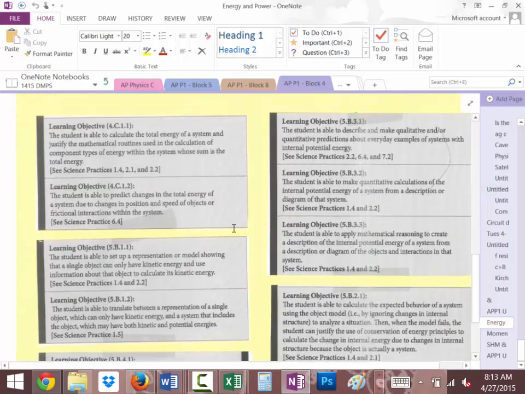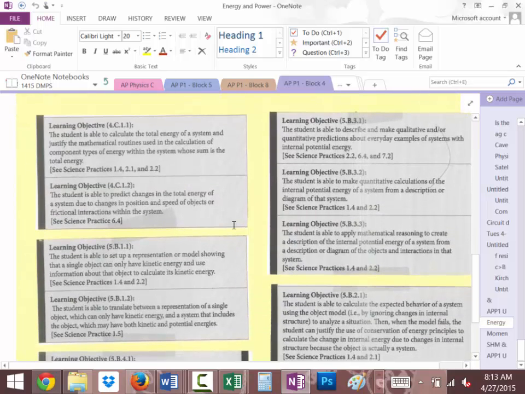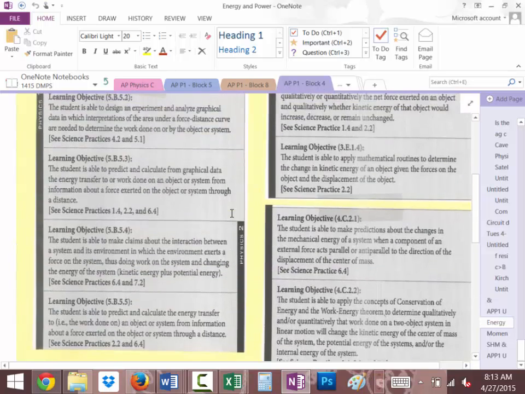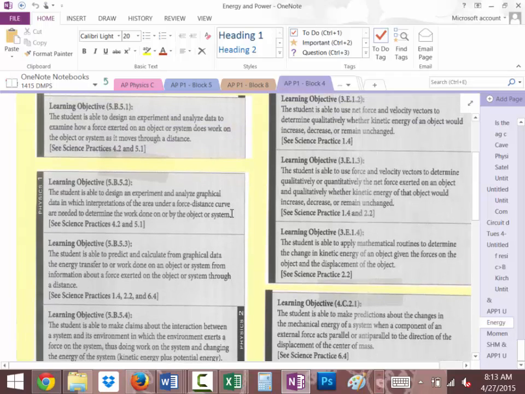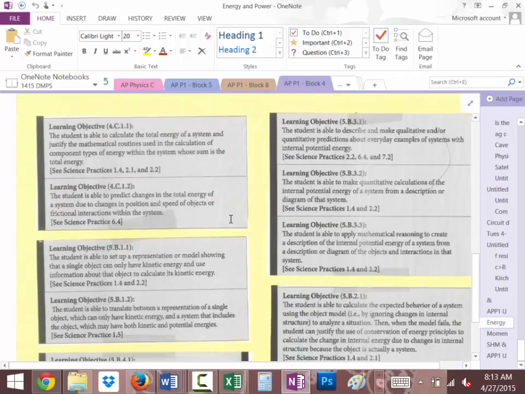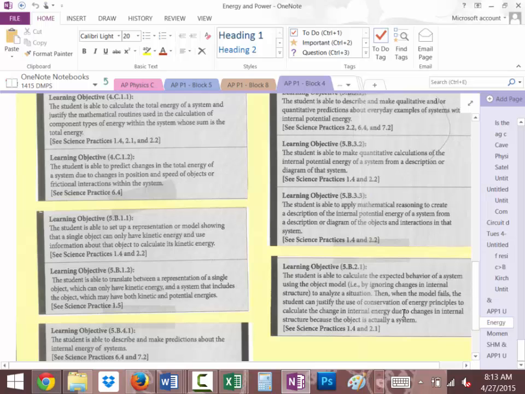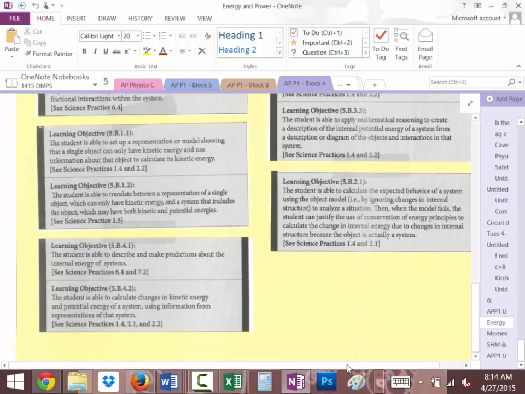There it goes. On the other side, is there anything on the energy pages that you want to go through or talk about? Yeah. What about the 5B 2.1? Was that on the first page or the second page? Second page. 5B 2.1, the very last one? Yeah. All right, let's take a look at that one.